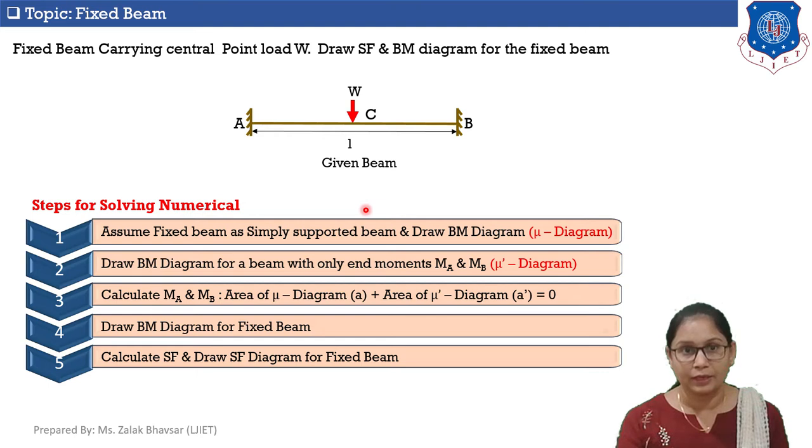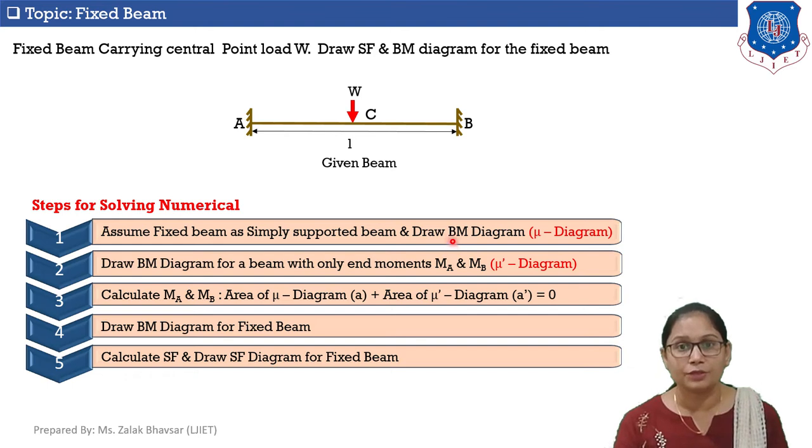So in step number 1, we will assume the fixed beam as a simply supported beam and then we will draw the bending moment diagram. This bending moment diagram is also called the Mu diagram. In step number 2, we will draw the bending moment diagram for a beam with only end moments MA and MB. It means here we assume that the fixed beam has only end moments MA and MB and there is no load in between. This bending moment diagram is known as the Mu dash diagram.